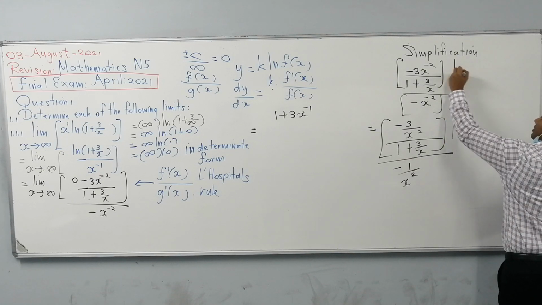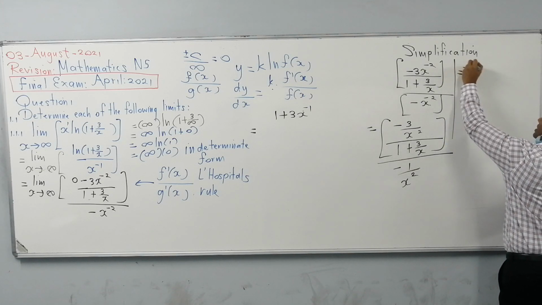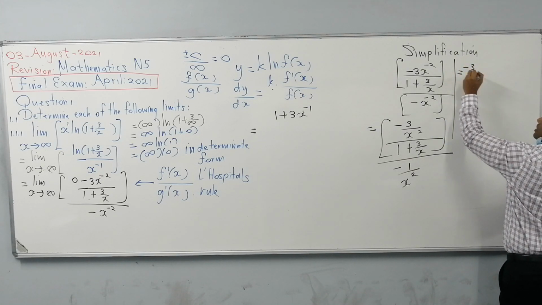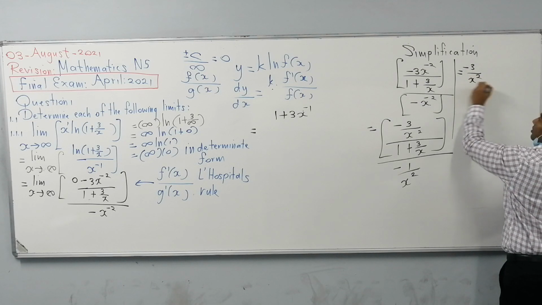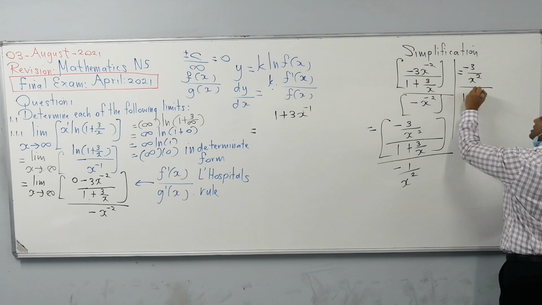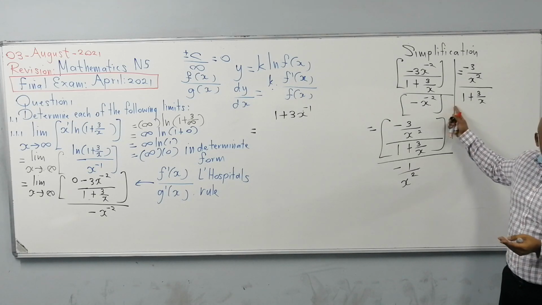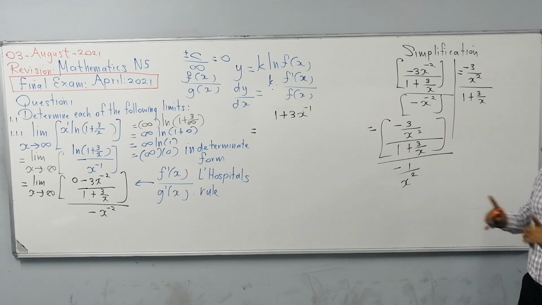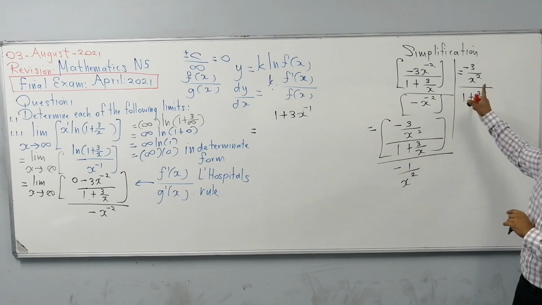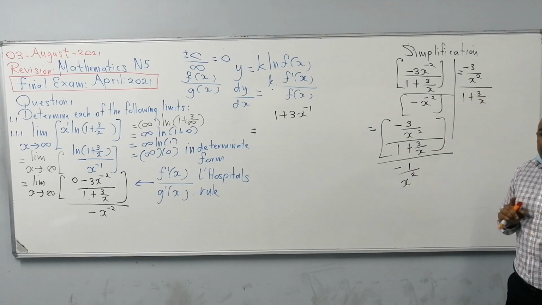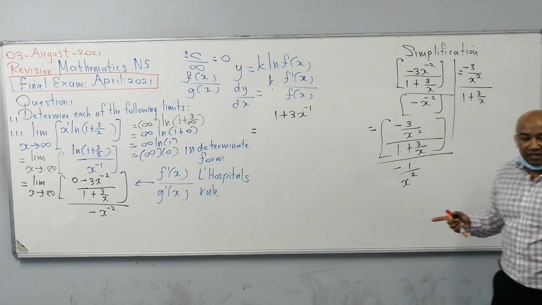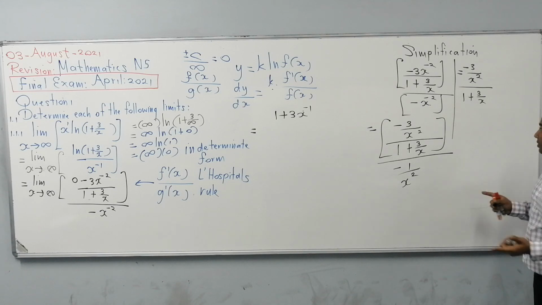So what do I have now? I have minus 3 over x squared on the top, all divided by 1 plus 3 over x. I could have found an LCD here also, but I'm just noticing that there's an x squared here, there's an x squared there, so the question is, is it necessary to find it? We will see now.